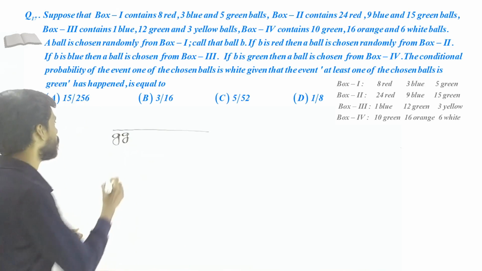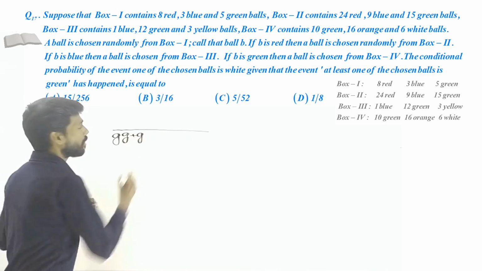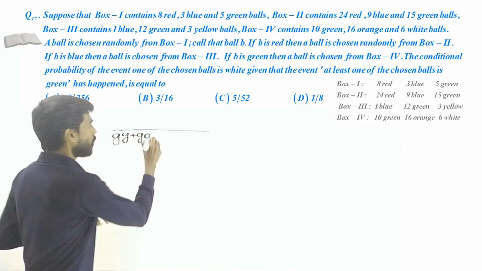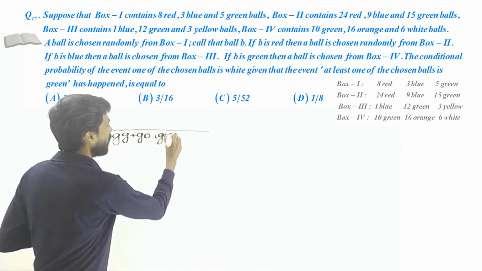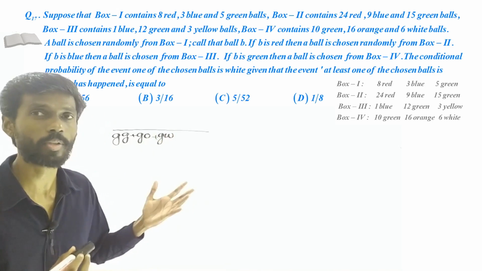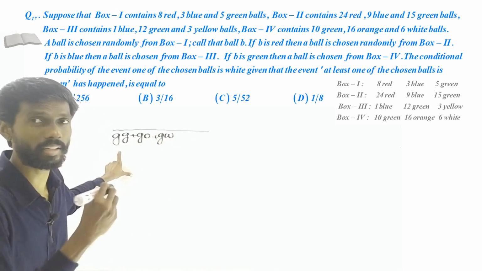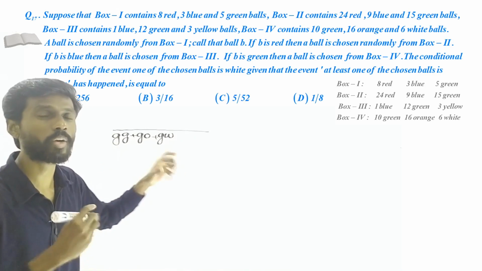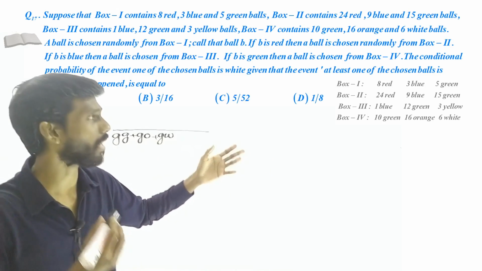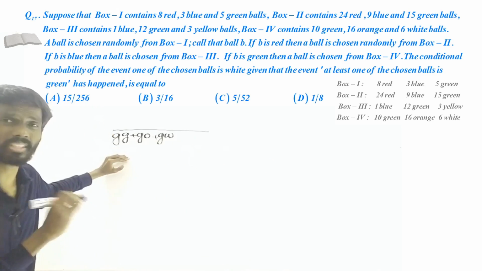Okay, what are the other possibilities? The first ball may be green and the second ball is orange, and the first ball is green, the second ball is white. It is not possible that the first ball is green, the second ball is red. Not possible, because when the first ball is selected from the first box, green ball is selected, we are going to select the second ball only from the last box. That does not contain any red or blue balls. So these are the only possibilities.